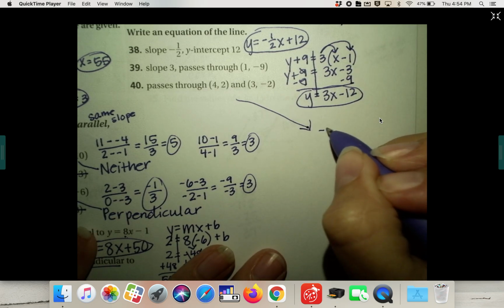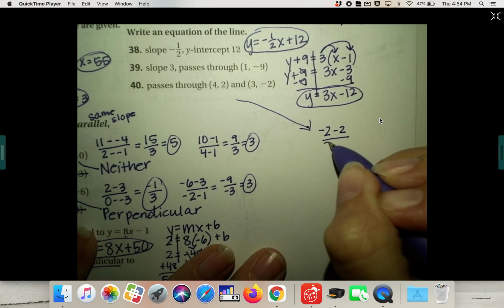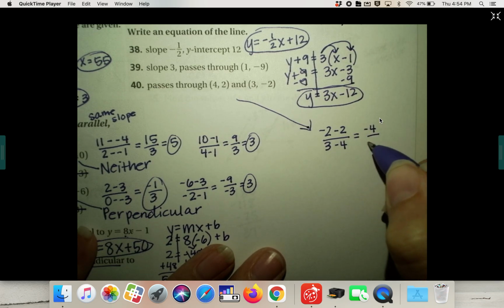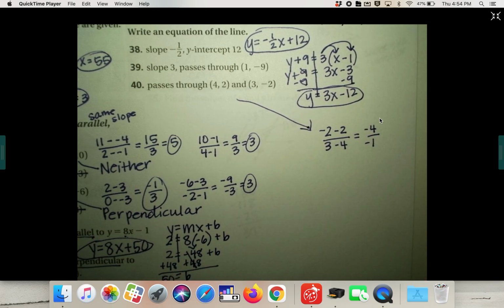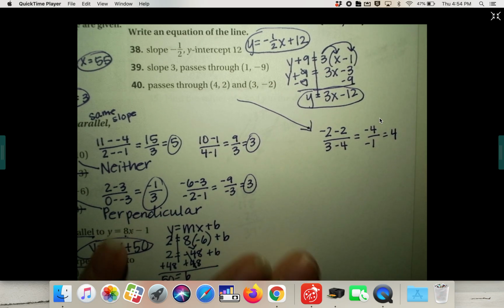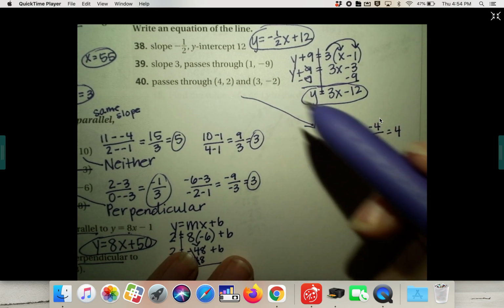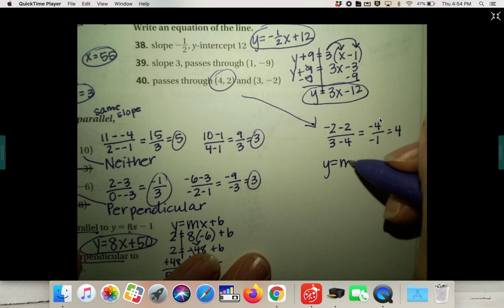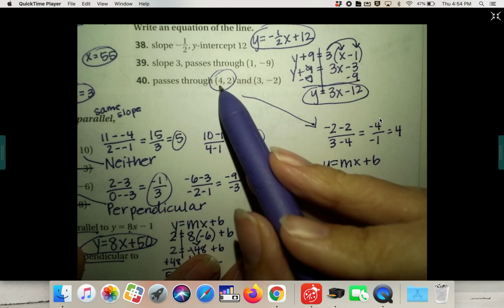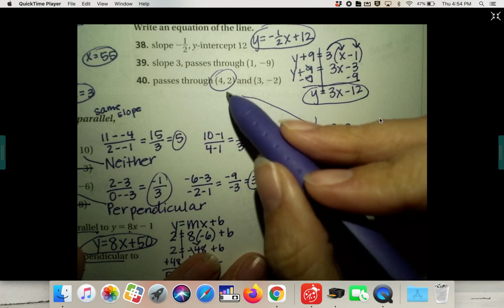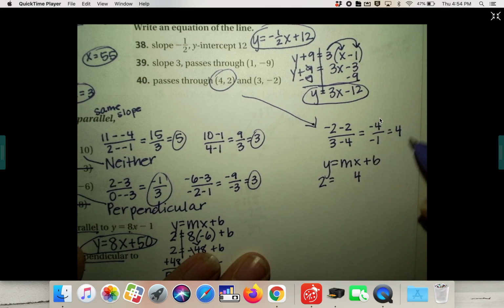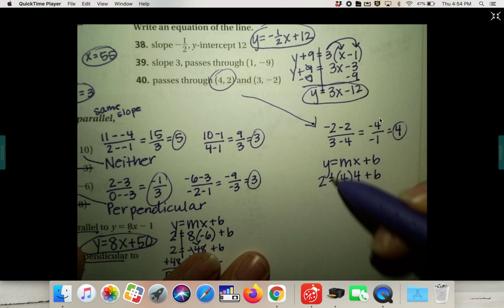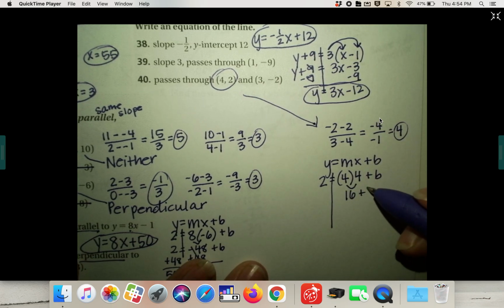So I'm going to do y2 minus y1 over x2 minus x1, and I'm going to get a slope of 4. Negative over negative is positive. And what you can do is you can just borrow one of the coordinates and plug it into y equals mx plus b. So I'm going to borrow 4 for my x. I'm going to borrow 2 for my y. We're going to use the slope we just calculated for the m, and we're going to solve to find the b. So this would be 16.